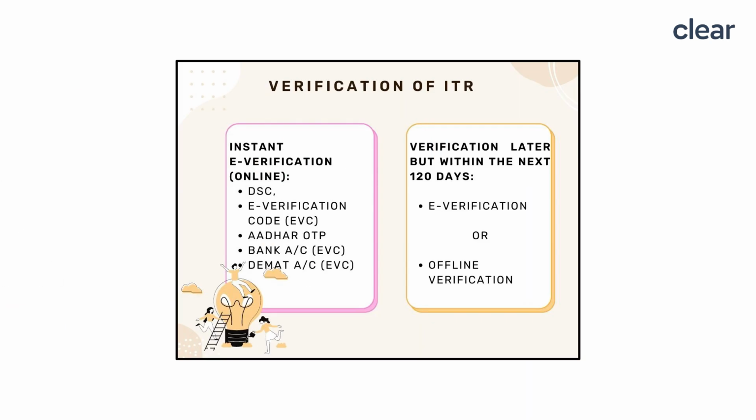Verification of your return can be done in two ways. Either instant e-verification, which happens only online, or verification at a later date, which is to be completed within 120 days of your return filing, and this can be done either online or offline by sending an ITRV to CPC Bangalore via post. If you choose to do it online, then it can be done through either DSC, that is Digital Signature Certificate, or through authentication of the process using an electronic verification code or a pre-validated bank account or DMAT account, or through an OTP which is sent to your Aadhaar registered mobile number. Verification through an OTP sent on Aadhaar registered mobile number is widely used.